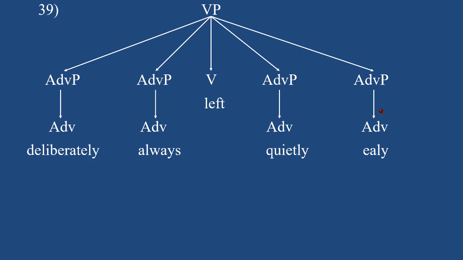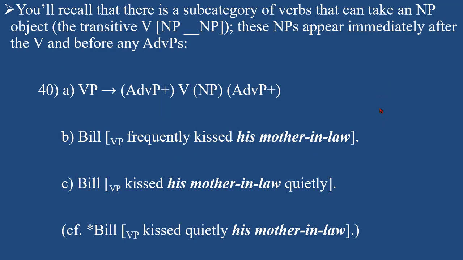So as you can see, the sentence that we have just said is represented structurally in a tree structure in 39. The laboratory always left quietly early. So the head here is the verb left, and both always and quietly early modify the verb.